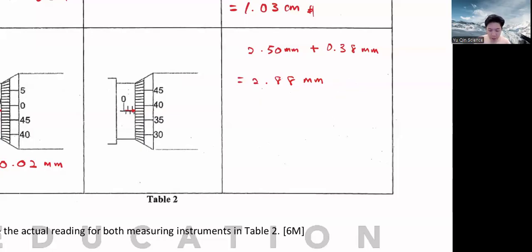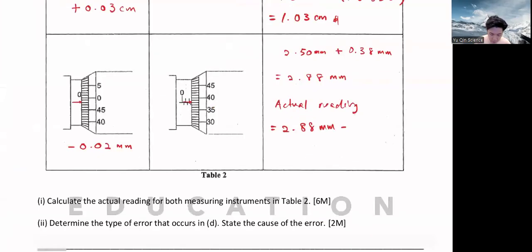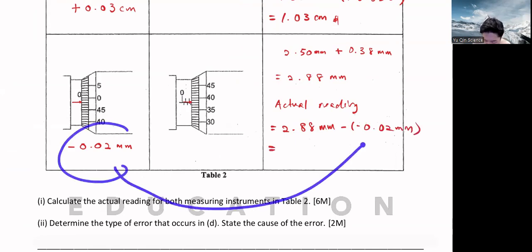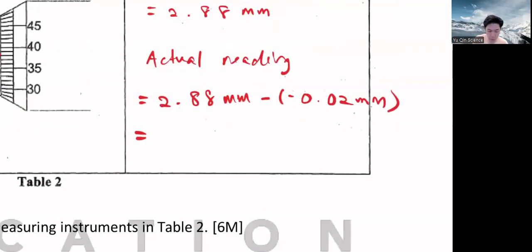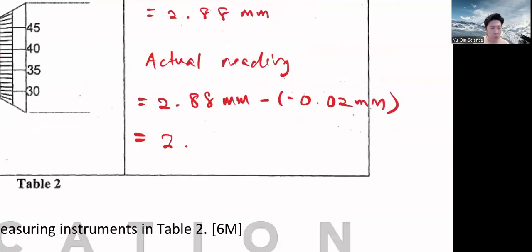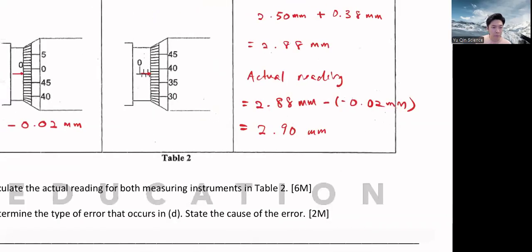Nope. You need to minus your error. Actual reading equals 2.88 mm minus my error just now, which was negative 0.02 mm. Okay, I'll bring this over from here. Simple maths, negative, positive. 2.88 plus 0.02. 2.9, right? 2.9 mm.